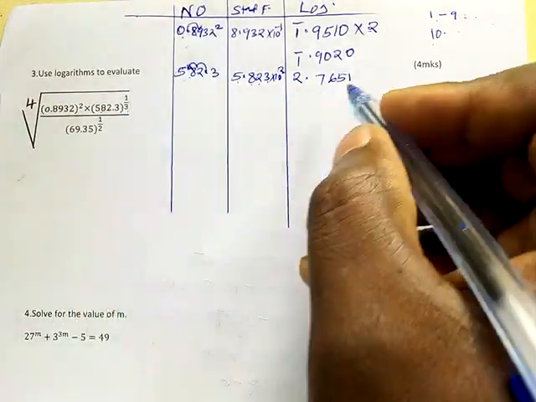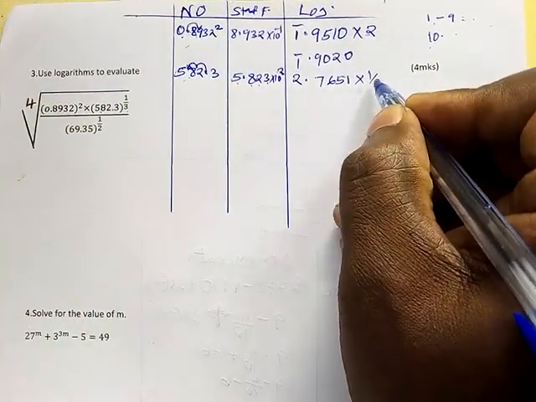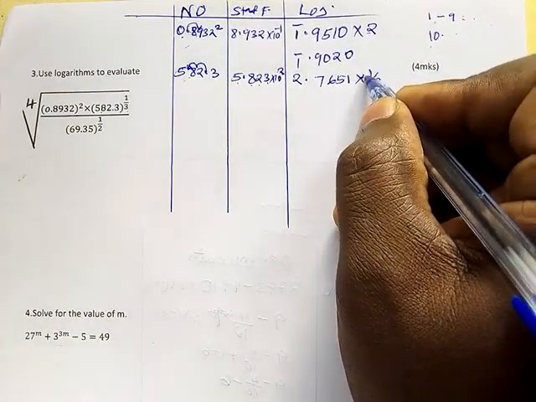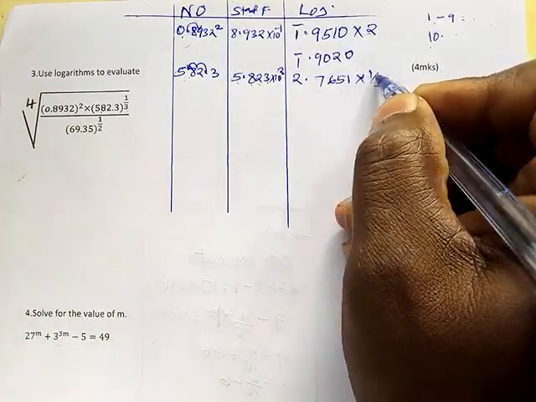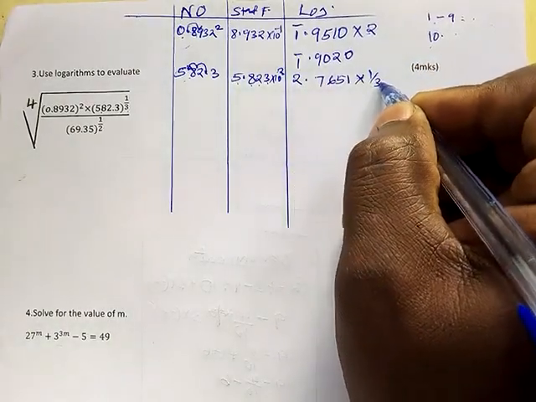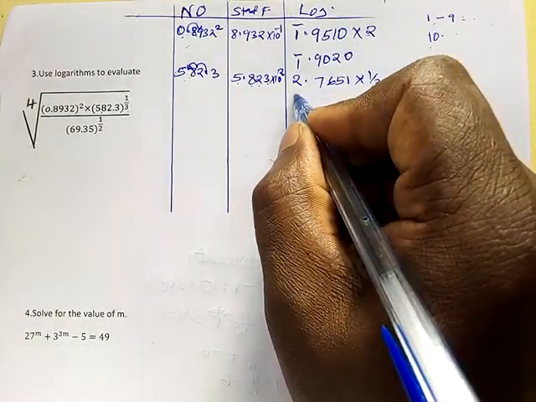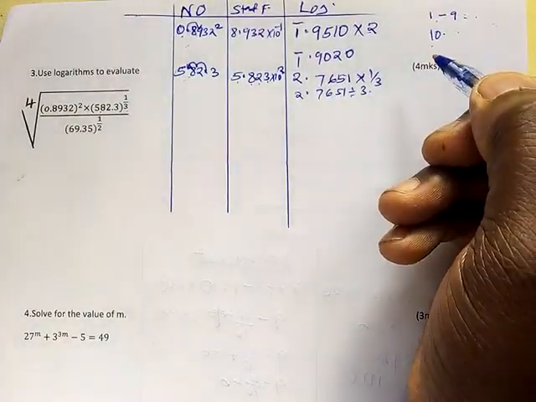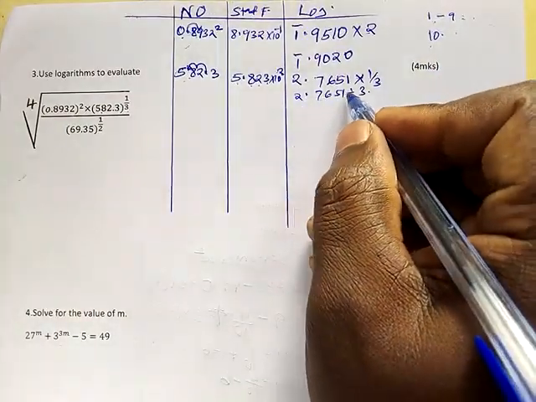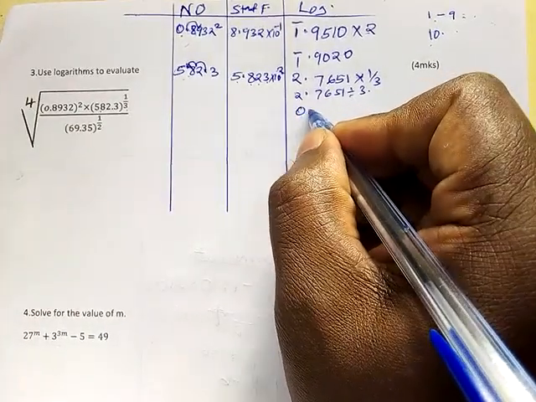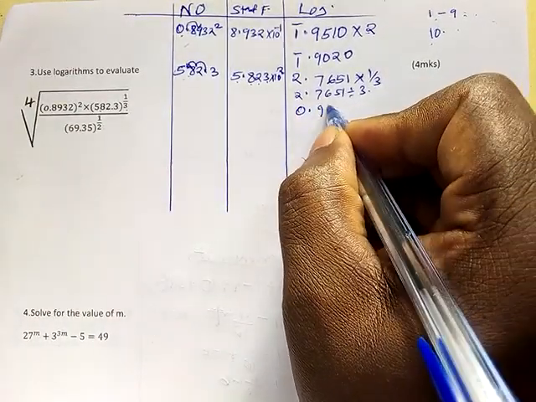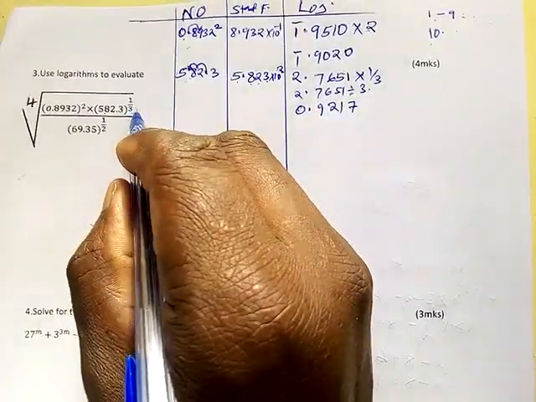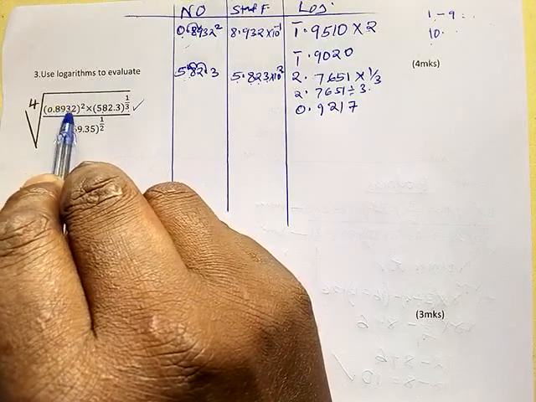A third is the same as 1 over 3. So it is multiplication. You multiply 1 over 3. When you multiply, what does it mean? It means a division. We are going to divide this number by 3. So this number simply means 2.7651 divided by 3. When you do that, you divide directly using a calculator, you will get 0.9217. So by so doing, we have finished the square root numerator.